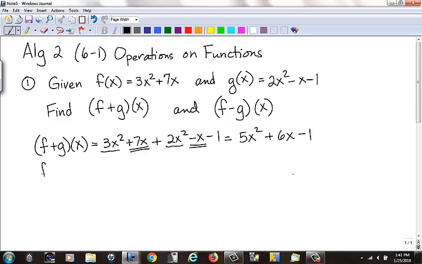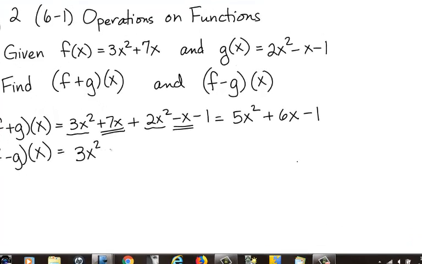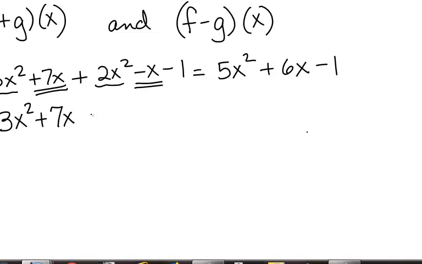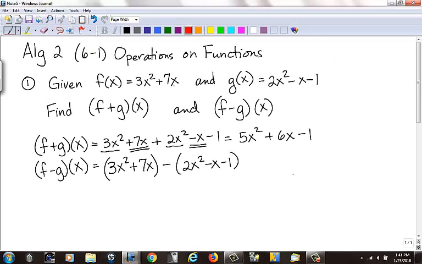Okay, and then they will ask you to take the difference of those 2 functions, f minus g of x. It has to be in the order that it's written, because subtraction is not commutative. Okay, because the f is first, you put the 3x squared plus 7x, and then minus the g of x. So make sure you put parentheses around that. So it's basically, here's your f minus g. And you can distribute that negative sign, or you can change all the signs inside and then add. It depends on how you learned it.